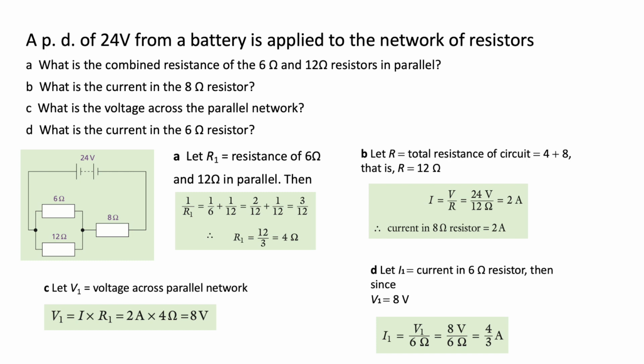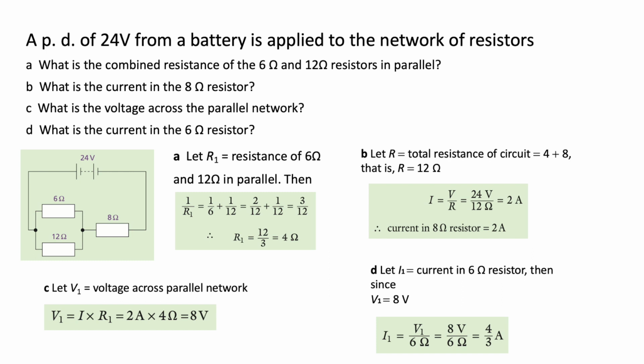Now what is the current in the 8 ohm resistor? Let R be the total resistance of the circuit. That means the sum of the two parallel resistors and the resistance of 8 ohm. So that is 4 plus 8 equal to 12. So 12 ohm is the total resistance in the circuit and 24 volt is the voltage in the circuit. So therefore I is equal to V divided by R, that is 24 volt divided by 12 ohm, you will get 2 ampere. So 2 ampere is the effective current in the circuit.